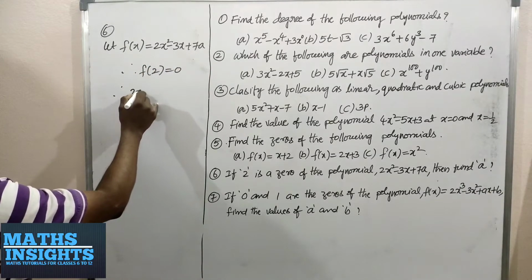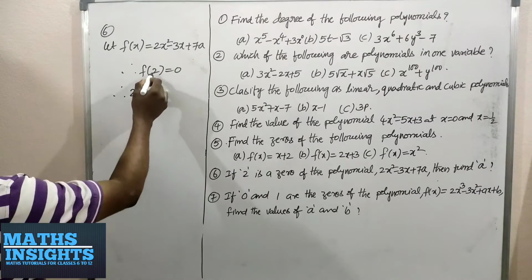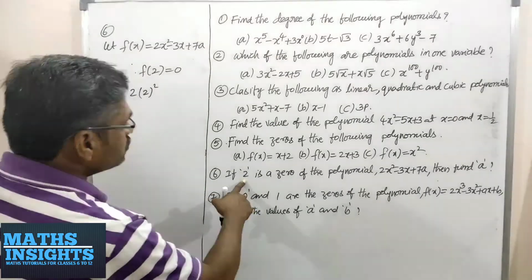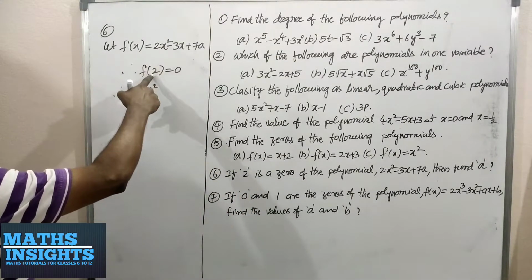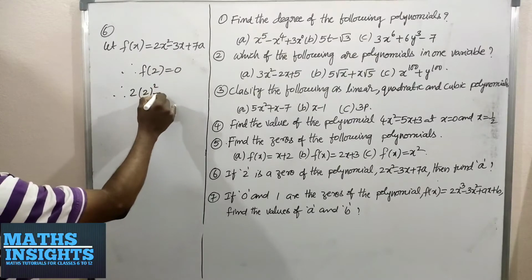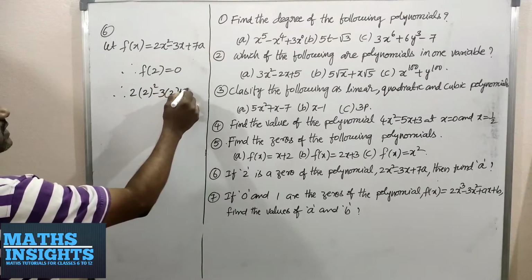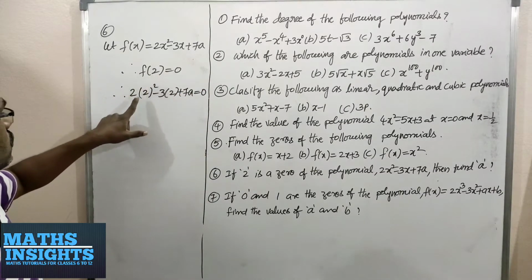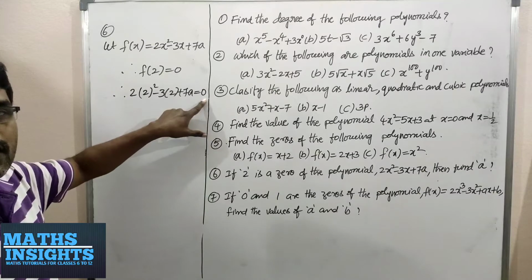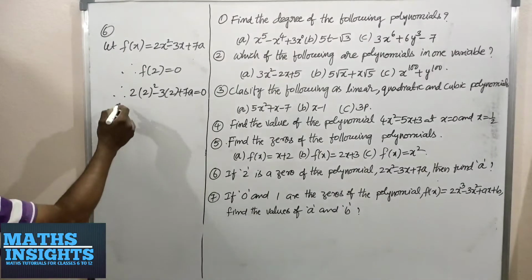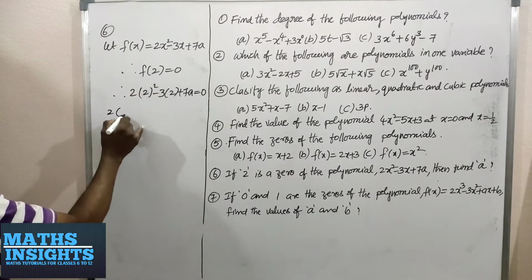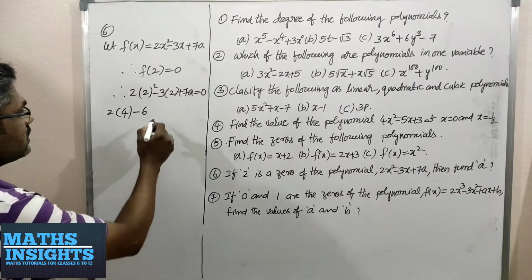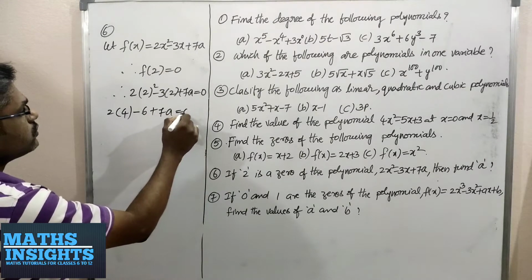Therefore, 2 into 2 square, I am substituting x is equal to 2. Why? Because 2 is the 0. Therefore, x is equal to 2, then 2 into 2 square minus 3 into 2 plus 7a is equal to 0. When you place x is equal to 2, then the value of this polynomial is becoming 0. Therefore, 2 into 2 square is 4, minus 3 into 2 is 6, plus 7a is equal to 0.